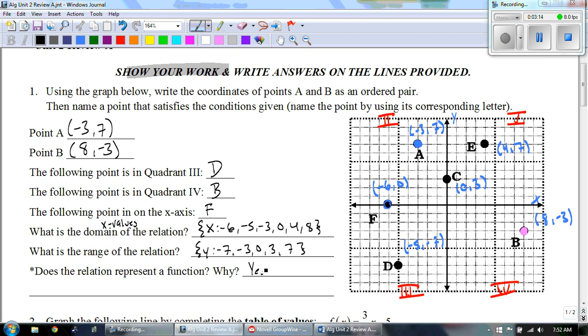Yes, it is. Why? Well, if you do the vertical line test, no 2 points are on top of each other. So is it a function? Yes, because it passes the vertical line test.